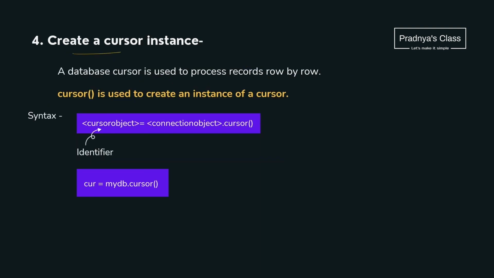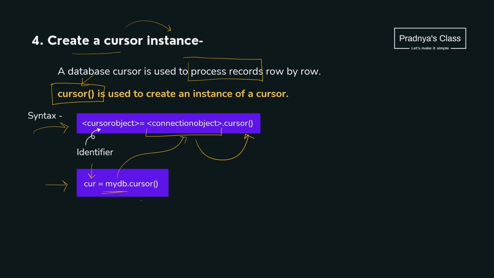Moving ahead to the next step, in which we are going to create the cursor. The use of cursor is to process records row by row. To create cursor, we will be using the cursor function. Look at the syntax. In the previous step, we created the connection object, and we need to mention dot cursor. Look at the example. This is the cursor object which is going to be created with this command. MyDB is the name of the connection, dot cursor.